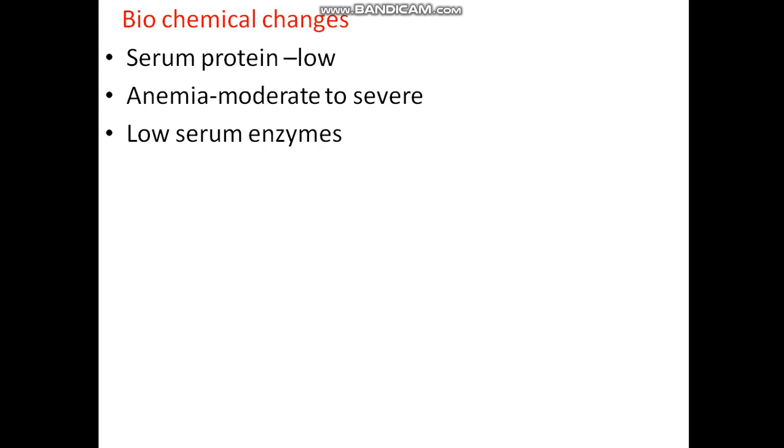Then what are the biochemical changes? Serum protein level is low, anemia moderate to severe, low serum enzymes. What are the serum enzymes? SGPT, SGOT, LDH.